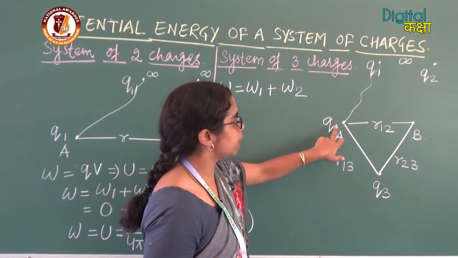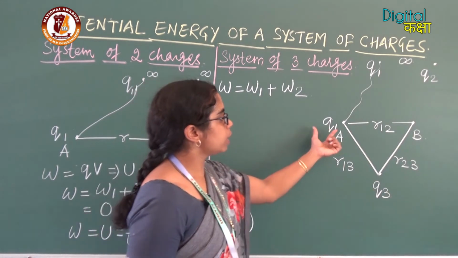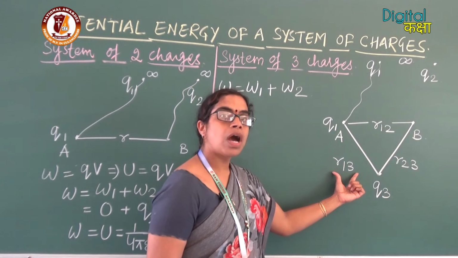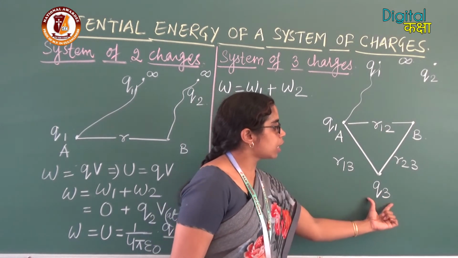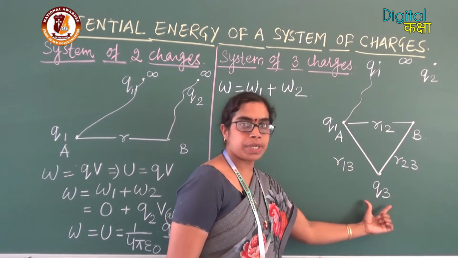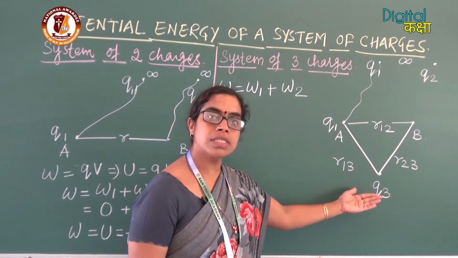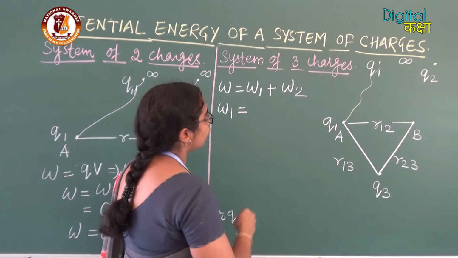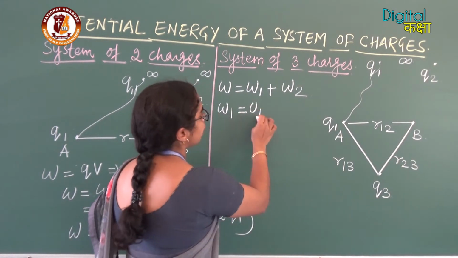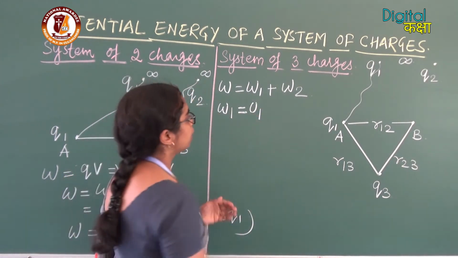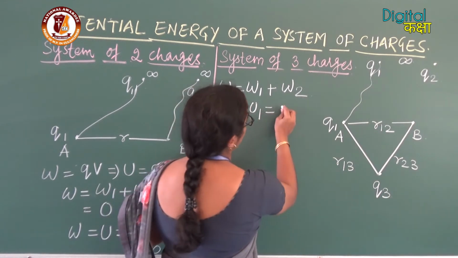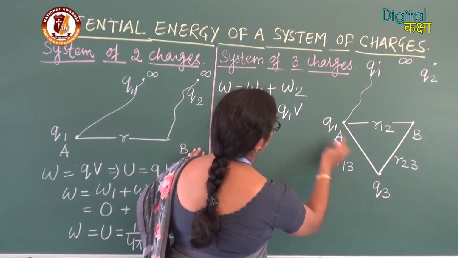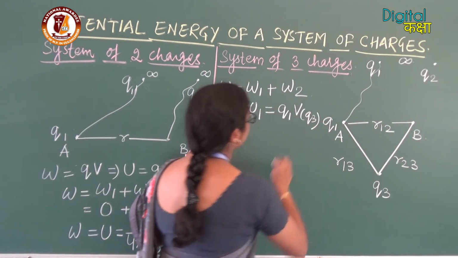Now when Q1 is placed at point A, this Q1 is kept at a finite distance of R13 from the charge Q3, which was already present in this given system. So in this case, the formula for W1 or U1, where U1 is representing the potential energy, is given by Q1 multiplied by the potential due to Q3.